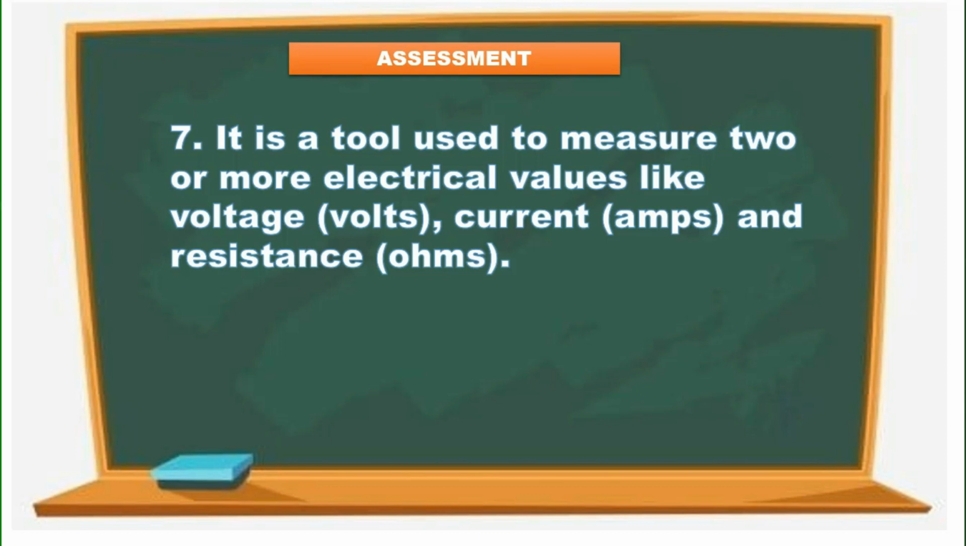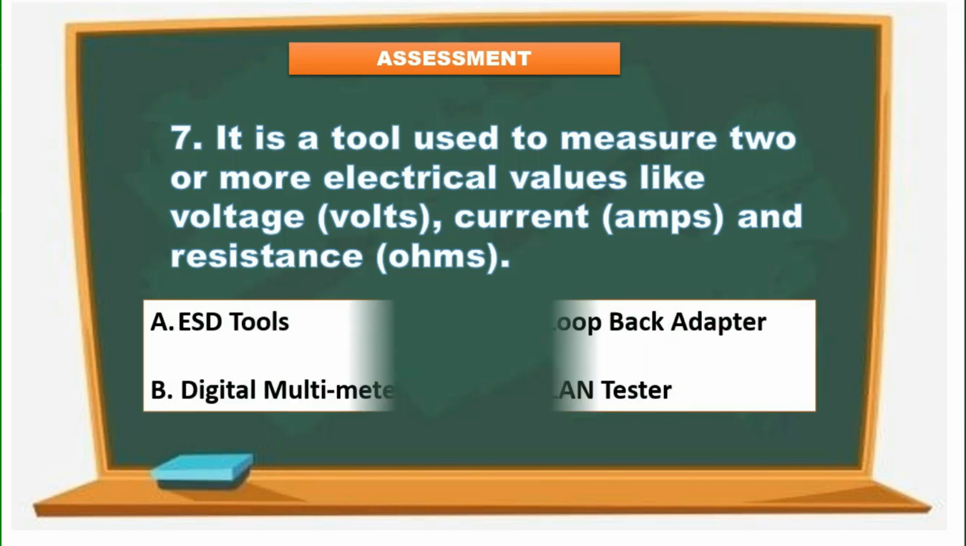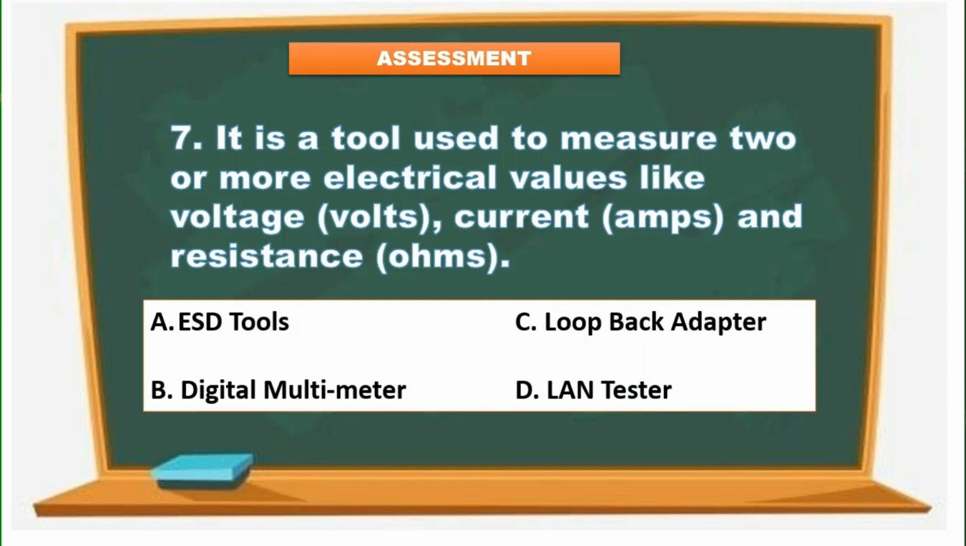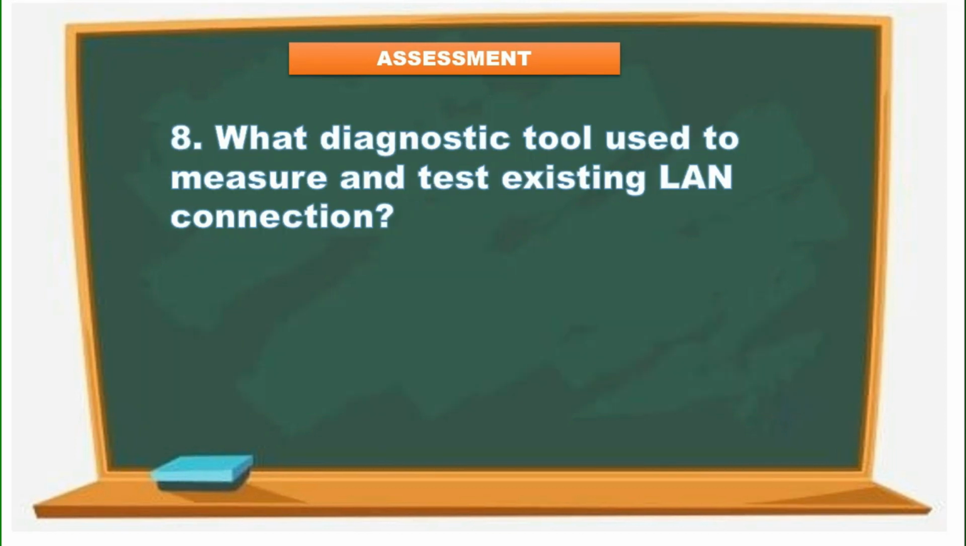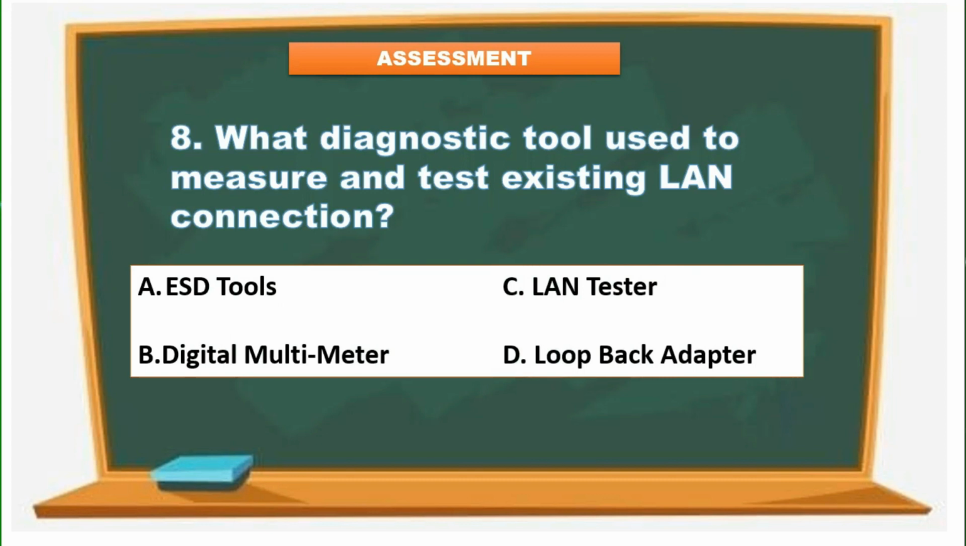Number 7. It is a tool used to measure two or more electrical values like voltage, current, and resistance. A. ESP tools. B. Digital multimeter. C. Loopback adapter. D. LAN tester. Number 8. What diagnostic tool is used to measure and test an existing LAN connection? A. ESP tools. B. Digital multimeter. C. LAN tester. D. Loopback adapter.